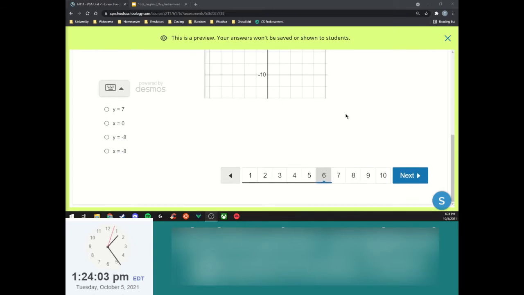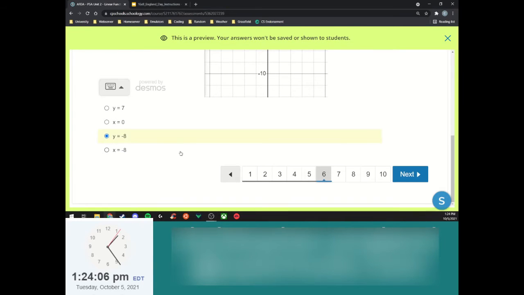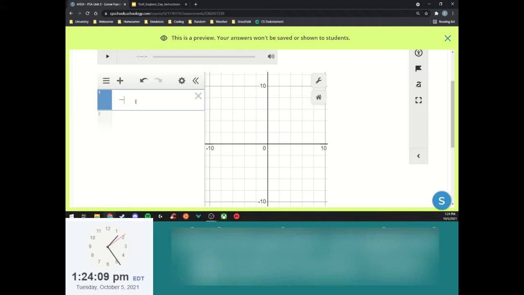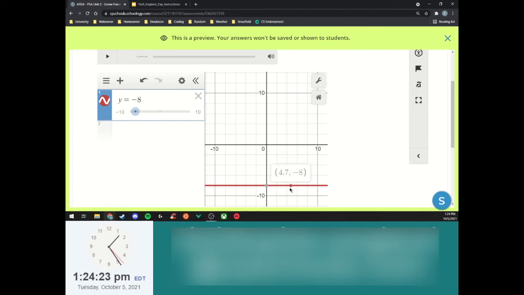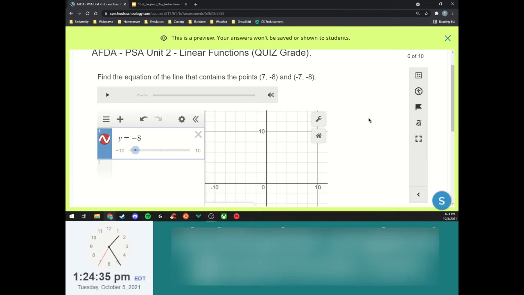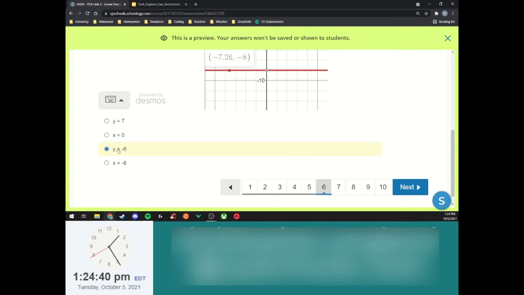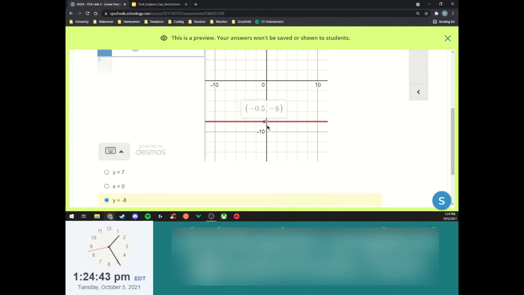Going back to our problem, we see that's an option. Y equals negative 8. We can use Desmos to graph it. Y equals negative 8. And we can even see that at 7 it equals negative 8. At negative 7 it equals negative 8. So our answer to this problem, where our y values in each point were the same, is y equals negative 8, which is the horizontal line that we see here.